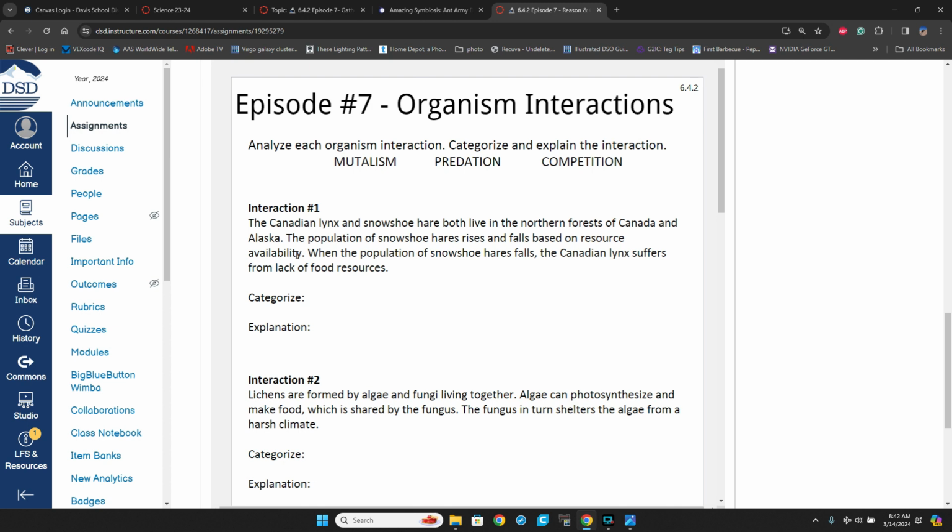So, the interaction between the Canadian lynx, a wild cat, and the snowshoe hare, primary food source of the Canadian lynx, what category would you put that? Is that mutualism? Are they both benefiting? Is that predation? One hunts the other? Or is it competition where they're both competing for the same resources? So in this case, this is clearly predation. So you would fill this in as predation. Now, explanation. You would explain: the Canadian lynx hunts the snowshoe hare. There you go. There's your answer.